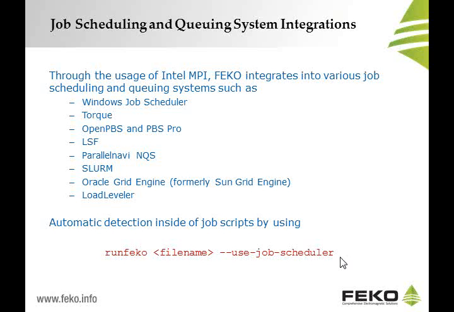So all you have to do is call runfeko and the file name, and then append the option --use-job-scheduler, and FEKO will then detect if it is run within a queuing system. It will detect within which of these queuing systems it is running, and it will obtain all the necessary information, like how many jobs to launch in parallel on which nodes and so forth, from the queuing system. Of course, one can still launch traditionally. If you are within PBS, for instance, you can use runfeko file name -n $PBS nodes and so forth, and refer to the machines file. That's also possible.